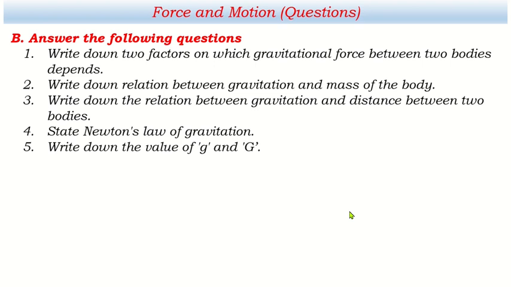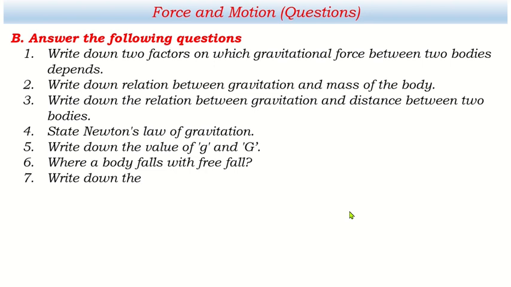Okay, write down the value of small g and capital G. These two are very important and are frequently used in numerical problems. That's why you have to remember their values with their units. Where does a body fall with free fall? In the air, in water, in vacuum? You must have a very clear idea about this. All these were taught in the previous class. You will get the answer from the previous class.